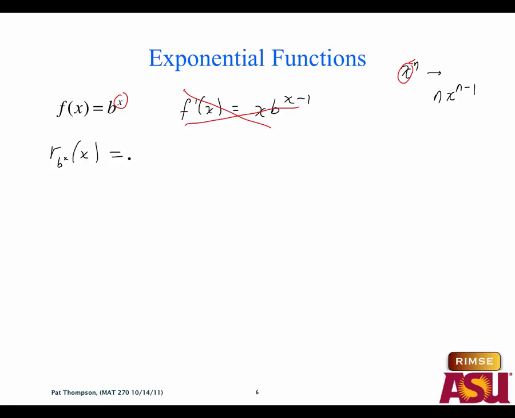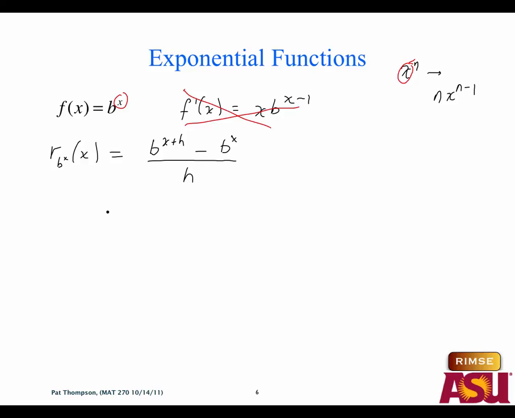No, but where did that come from? Okay, Jasmine. B to the x plus h minus b to the x, she says, all over h. Is it right? This is our rate of change of b to the x. So it would be f of x plus h minus f of x all over h.